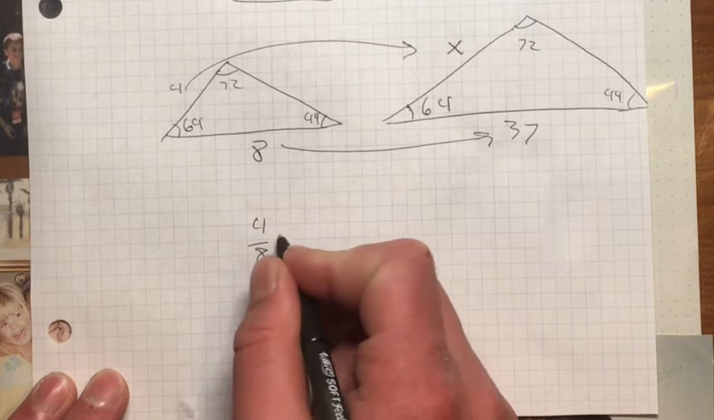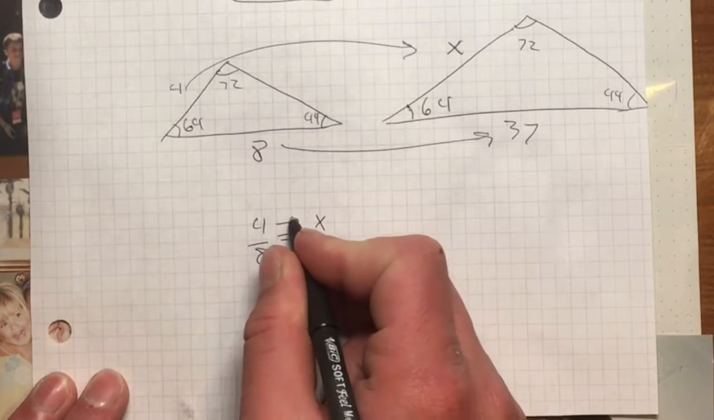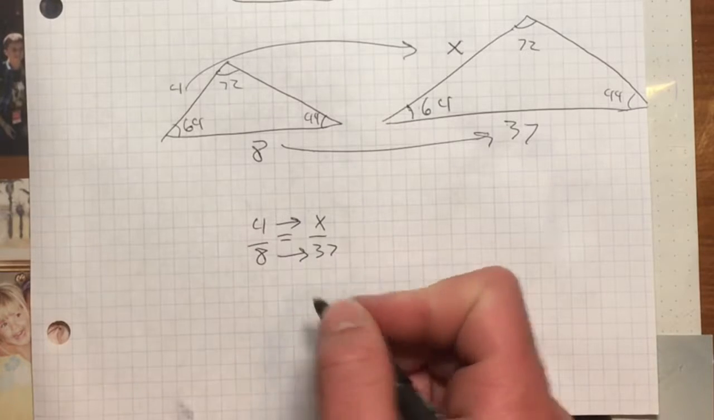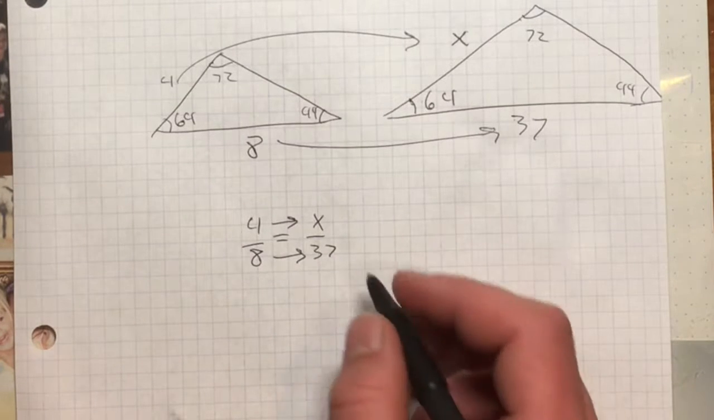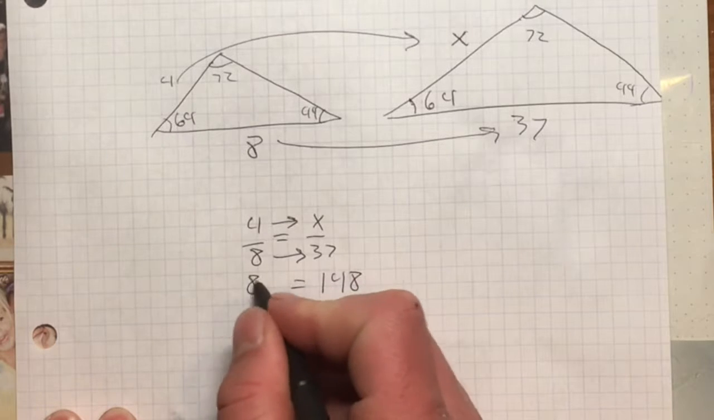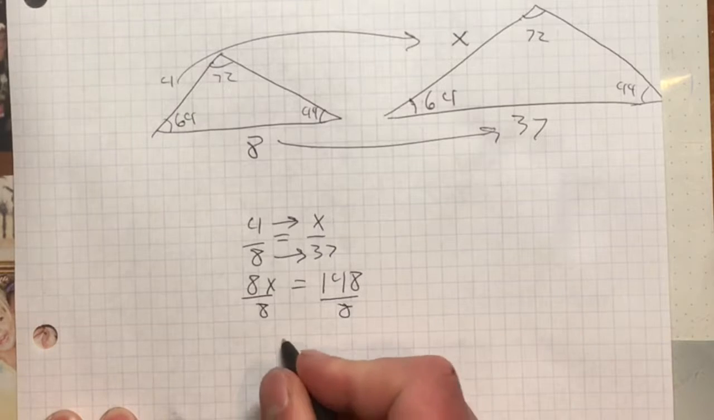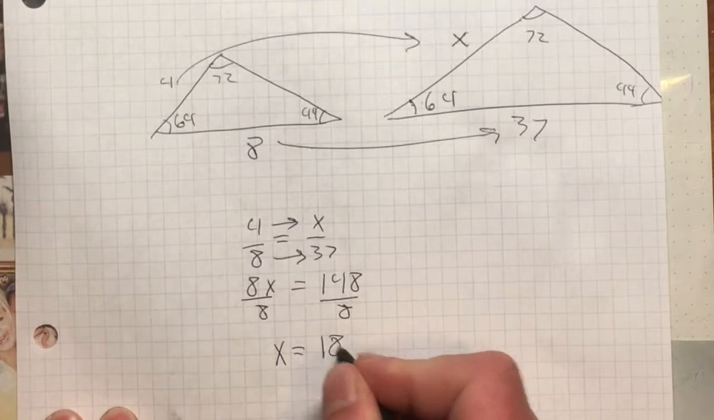4 over 8 is equal to x over 37. Make sure the 4 corresponds to the x, while the 8 corresponds to the 37. Then you just cross multiply and do simple algebra to get x. X should be 18.5.